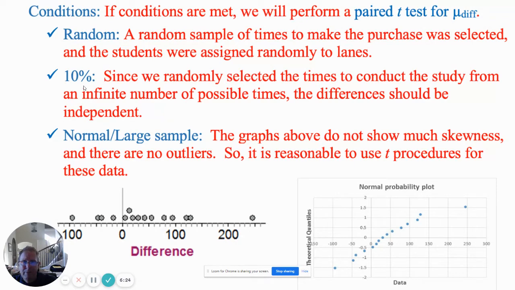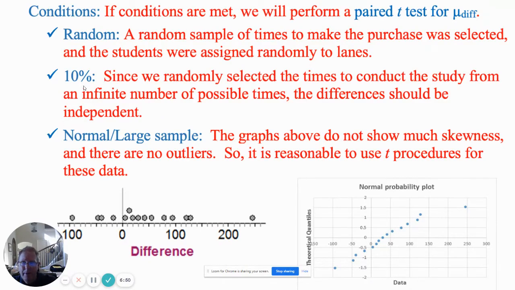Random. A random sample of times was taken, and the students were assigned randomly to lanes, so that condition is met. 10%: since we randomly selected the times to conduct the study from an infinite number of possible times, the differences should be independent. So we can really only consider them independent because we have an infinite number of possible times. Then we have to get to the normal large sample condition.